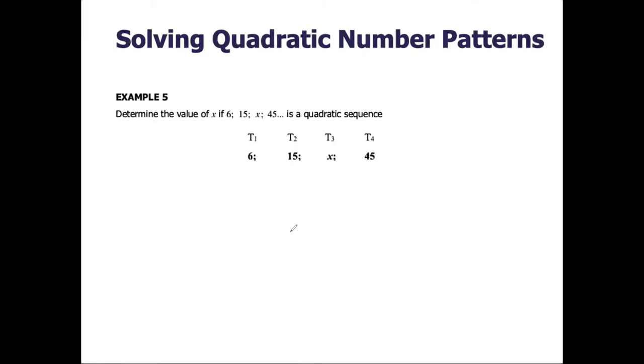The question says, determine the value of x in 6, 15, x, 45 if that is a quadratic sequence. Now, the moment the question tells you it's a quadratic sequence, in your mind, you should immediately think about the fact that there is a constant second difference. So when the examiner says that you have a quadratic sequence, you know, all right, I stop right there, I've got a constant second difference. Which means we're going to want to work out what that second difference is.